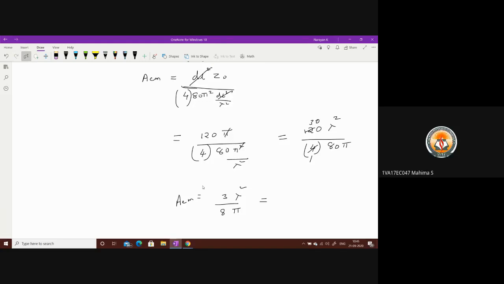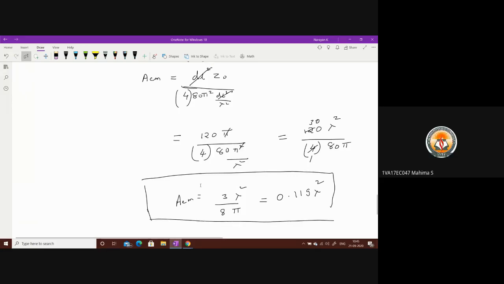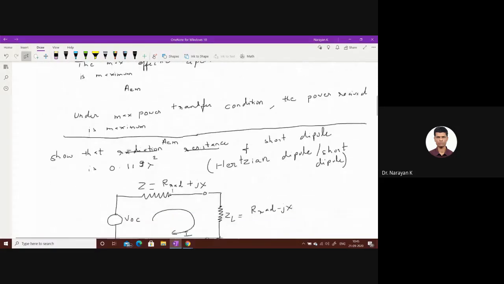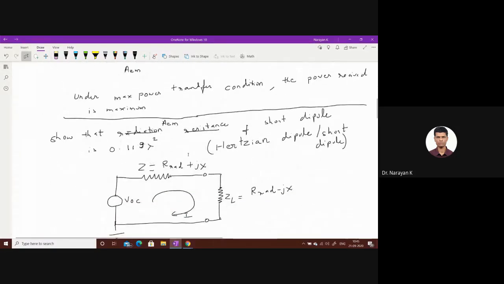We'll get, sir. So the maximum effective aperture of a short dipole is 0.119 lambda square. Is it clear for each one of you? Yes, sir. Okay, so I'll just revise what we have done for this derivation of show that maximum effective aperture.